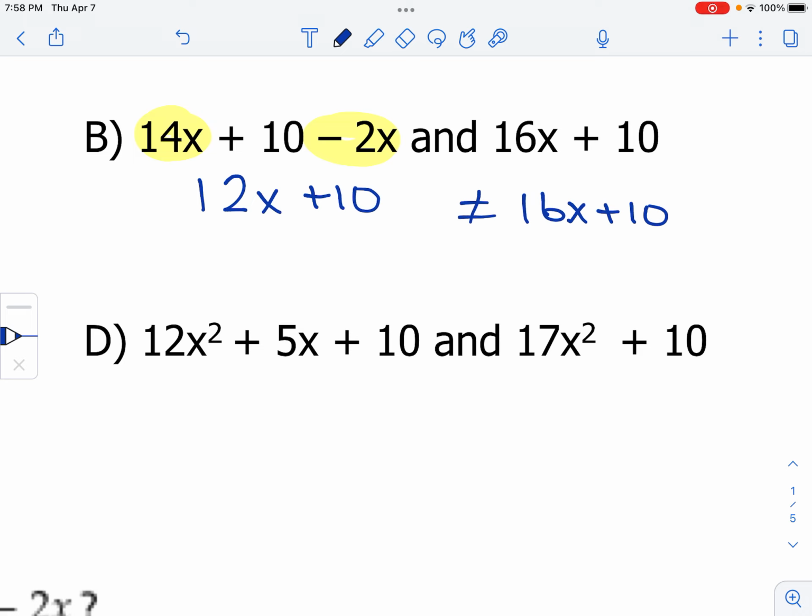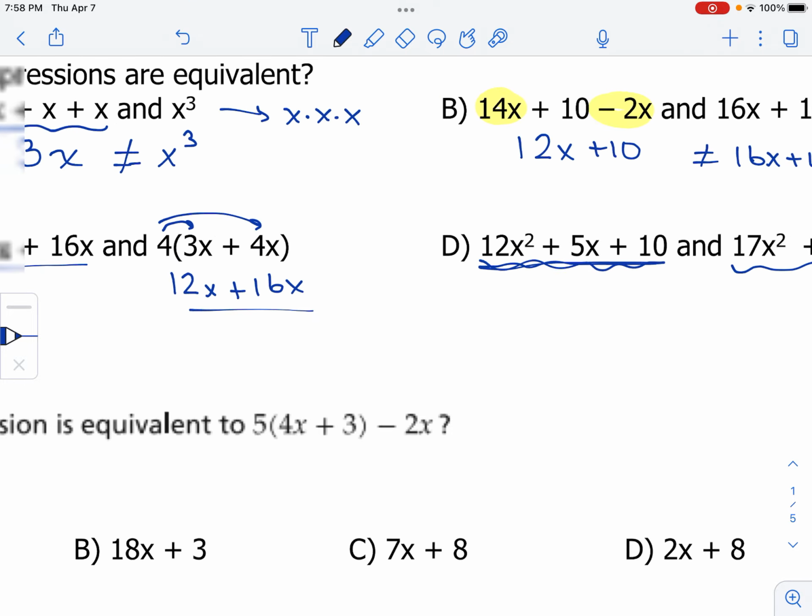Right? And choice D here, we cannot combine the x squared with the x. They are not like terms. So our expression here on the left side, that's as far as we can go. We can't combine anything. And that is not the same as 17x squared plus 10. So the correct choice is choice C.